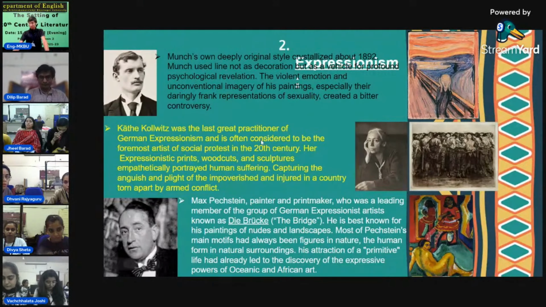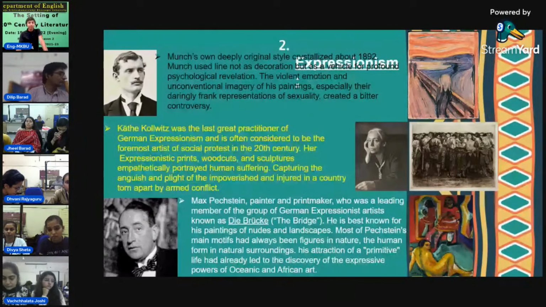The violent emotion and unconventional imagery of his paintings are especially characteristic. The violent emotion is seen in the painting The Scream. And especially their daringly frank representation of sexuality created a bitter controversy. If you go through his paintings, you will find some nude pictures, especially of ladies as well. So he was a kind of free person in that way.